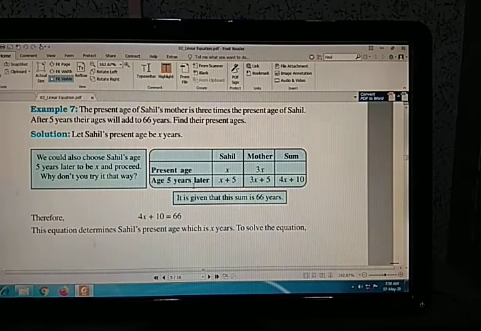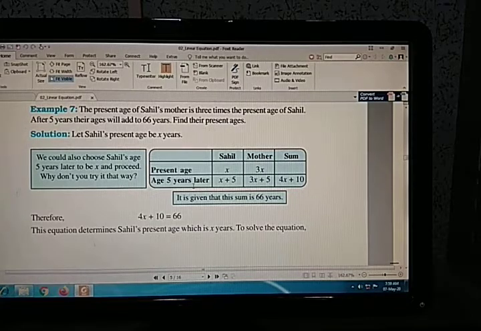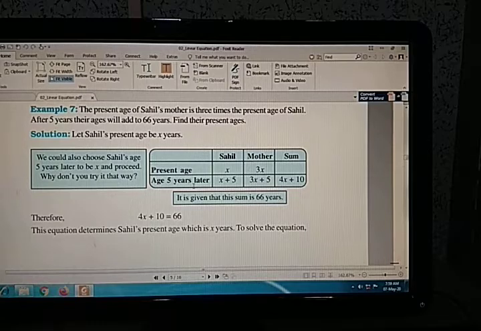The present age of Sahil's mother is 3 times the present age of Sahil. After 5 years, their ages will add to 66 years. Find their present age. Okay. So for this, here it is made a table so that there is a clear idea of what is the relation of Sahil and his mother's age. So present age of Sahil, we don't know. That is required to be found out.